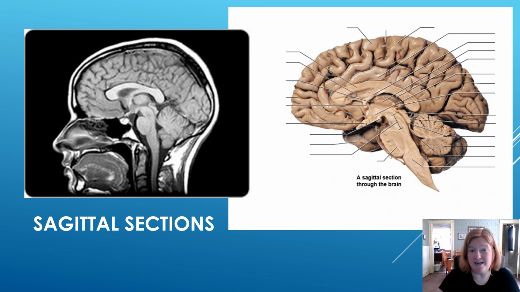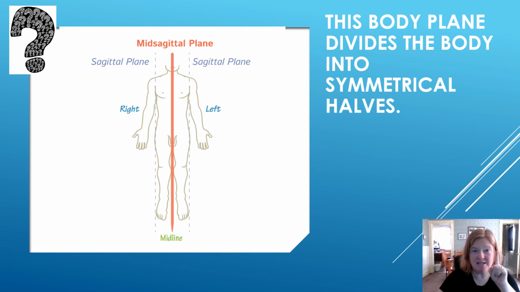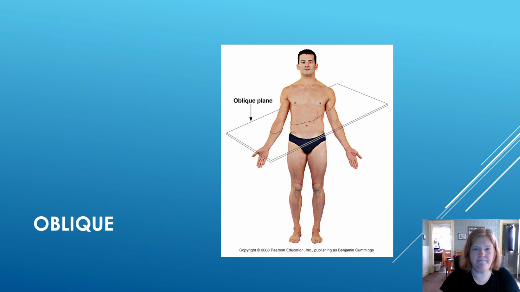Here's a couple of examples of sagittal sections. Again, like this, dividing into left and right. This body plane divides the body into symmetrical halves. Do you remember which one it is? The mid-sagittal, right? Sagittal is just the general umbrella term. Mid-sagittal for that one in particular. Parasagittal is anything except for mid-sagittal. So mid-sagittal is our answer.